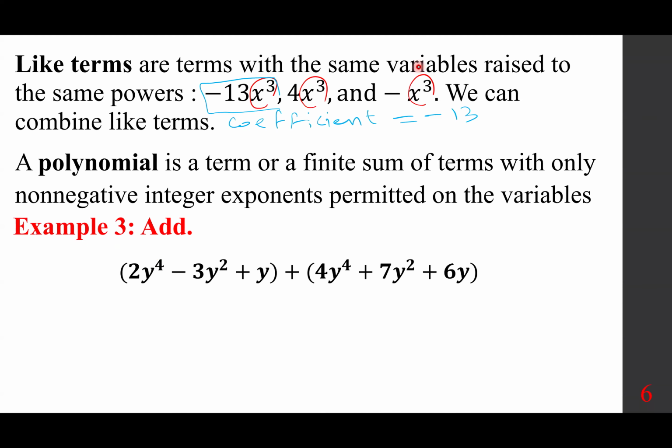And we can add like terms. By the way, if you happen to have a constant number, the exponent is considered to be 0 for the variable. Now I want to add 2y to the power of 4 minus 3y squared plus y. You want to add this to the following parentheses, 4y to the power of 4 plus 7y squared plus 6y. We want to add them up, everybody.